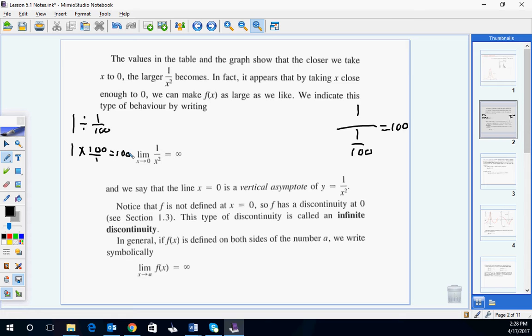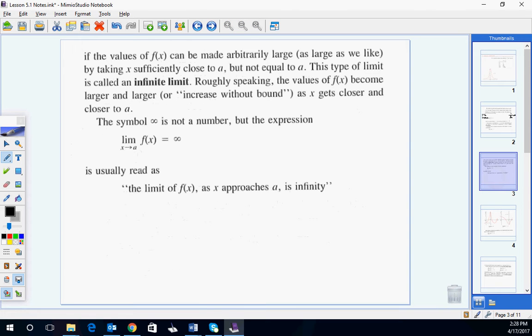The left side and the right side are going to the same spot, so the limit exists. So in general, for both sides of the number a, we write symbolically that it approaches infinity. We'll get to some where they don't approach the same, and we'll talk about that, but it still doesn't mean it's not an asymptote. The values of f(x) can be made arbitrarily large by taking x sufficiently close to a. So sometimes we'll test these. If we're going to 0, we can do 0.1 or negative 0.1, values really close to it but not quite it.